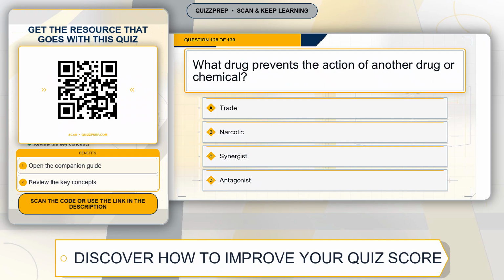Question 128. What drug prevents the action of another drug or chemical? Option A, trade.